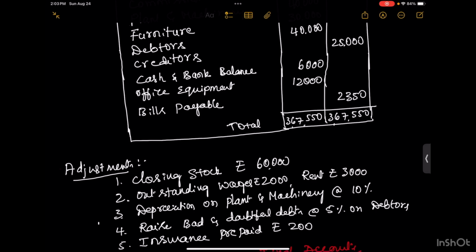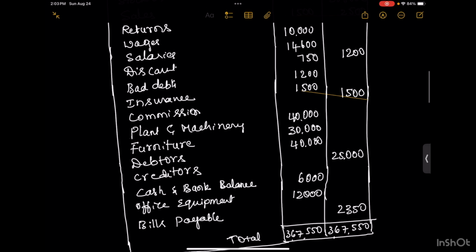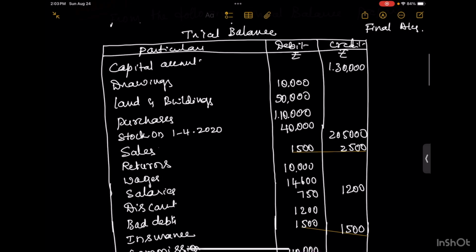For example, we have a closing stock. The closing stock is a trading transaction. It comes as usual on the trading account credit side, and the same is to be treated as an asset to be recorded in the balance sheet also. So likewise all the adjustments are recorded twice. That you have to keep in mind.